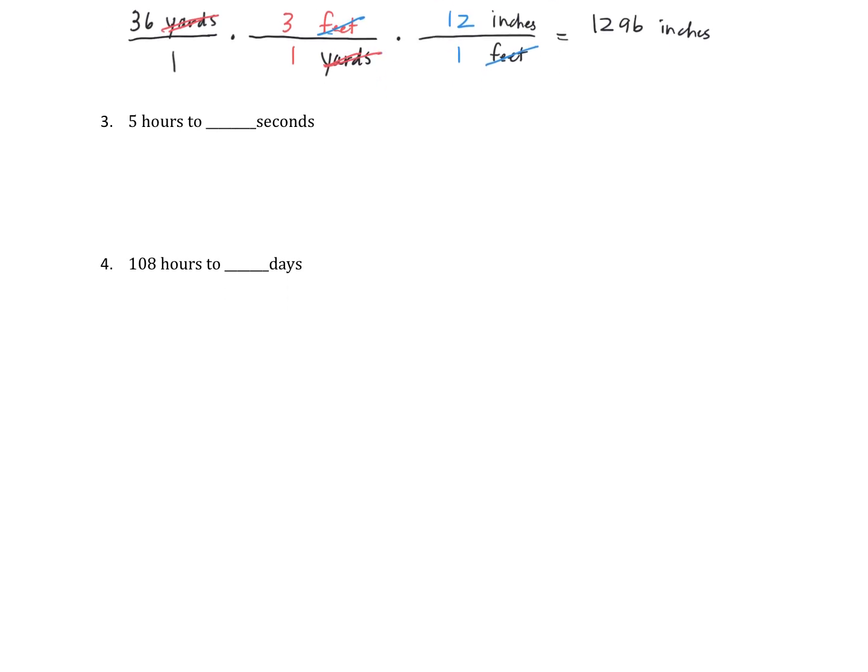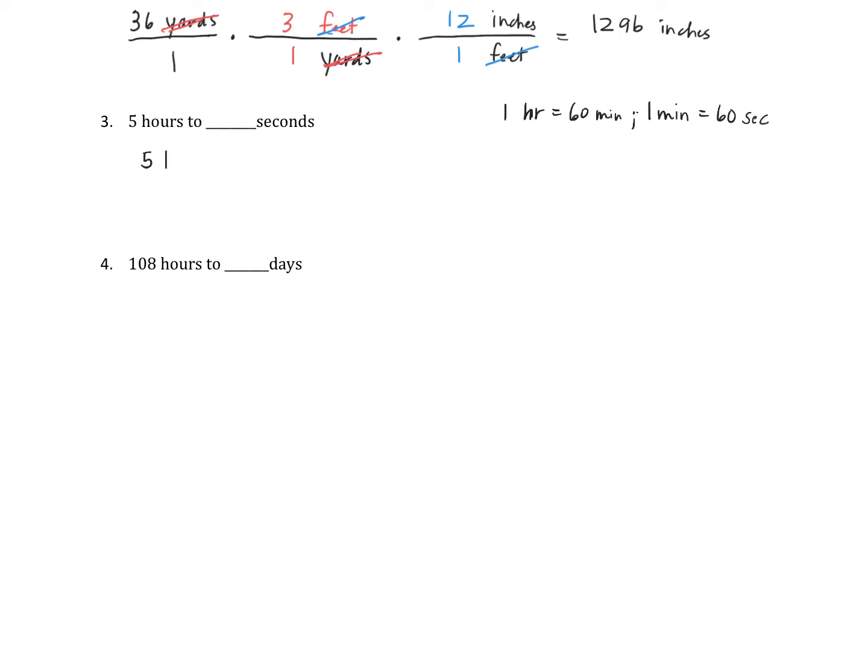We have 5 hours to blank seconds. So try to think about some conversions you know. You may not know how many seconds are in an hour, but you can convert hours probably to minutes, right? Do you know that there are 60 minutes in 1 hour? And then you can convert minutes to seconds. In 1 minute, there are 60 seconds. So hours to minutes, minutes to seconds, and you will be where you want to be.